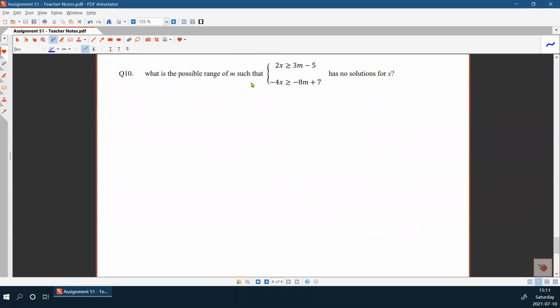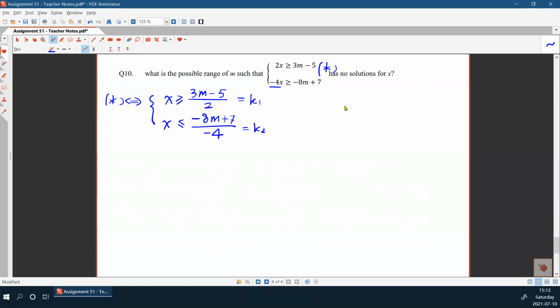Okay, again, what is the possible range of m such that the system of inequalities has no solution for x? First of all, let's try to solve this system. Let's call this stars. System star is equivalent to x must be greater than or equal to (3m minus 5) over 2, right? And also x, so note here when you divide both sides by minus 4, you need to change the direction of the inequality symbol. This is our solution, right? So let's call this k1 and k2.